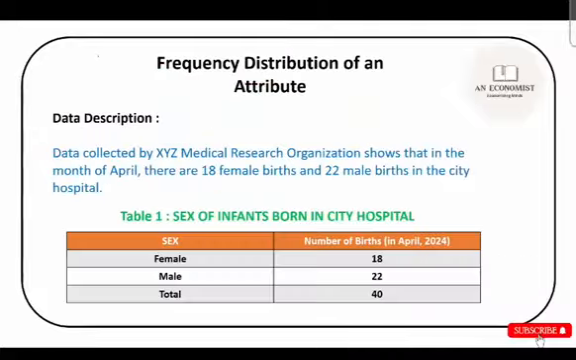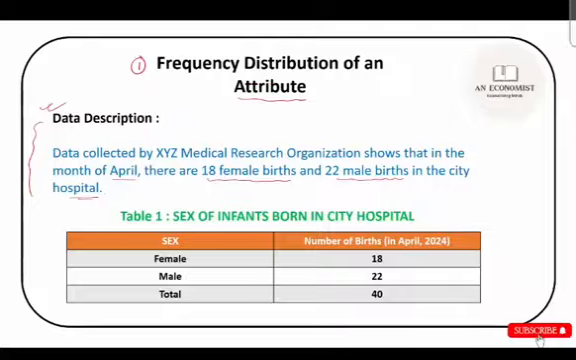Now let us start with the first type of frequency distribution, that is frequency distribution of an attribute. Suppose you have this data with you. Let us read the description. Data collected by XYZ Medical Research Organization shows that in the month of April there are 18 female births and 22 male births in the city hospital. This data is in textual format.